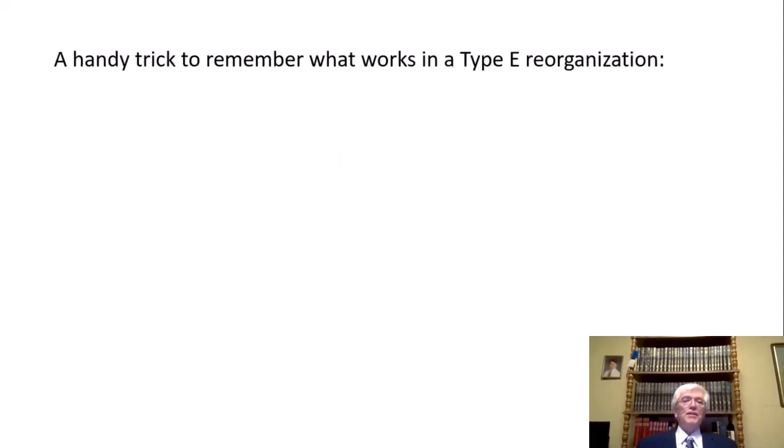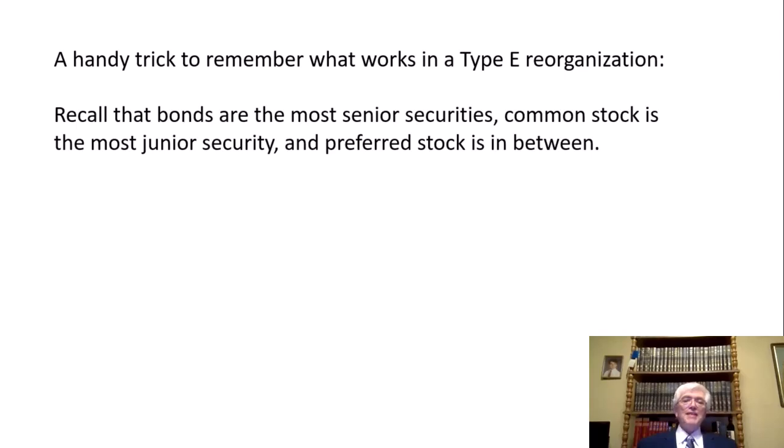How do you remember what to do here? Here's a handy trick. Remember that bonds are the most senior securities. Common stock is the most junior, and preferred comes in between. The senior status of bonds is that they are senior in the case of liquidation. The bondholders get paid first, preferred stockholders next, and the common stockholders are last in line. So they're the most junior security. Okay. So bonds are senior, common stock is junior, and preferred stock is in between. We all know that.